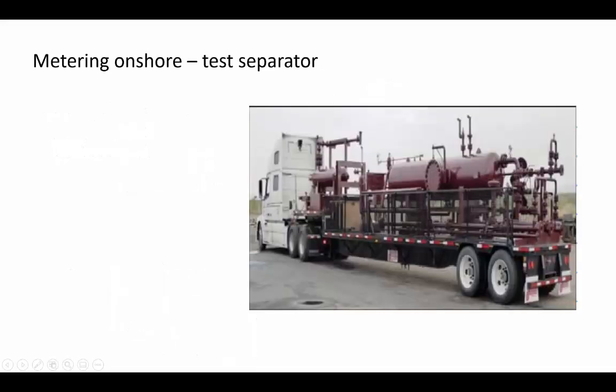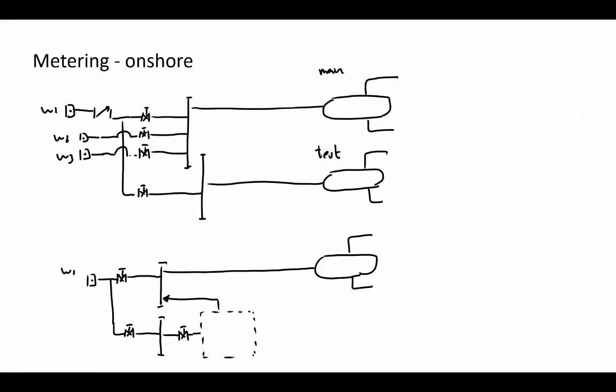Okay, you see here one of these portable separators that they bring in a truck, they deploy it and put it on this location, and then you can measure how much you're producing, and then you move to the next path or to the next well. Remember, here usually we have other wells.